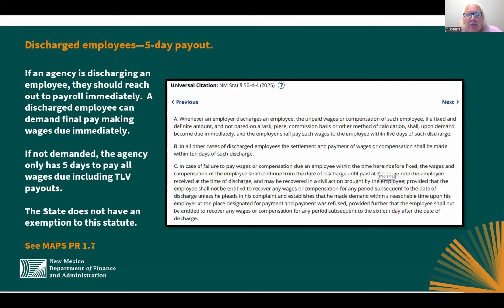And does this apply to probationary dismissal? I would say yes. If the probationary dismissal is involuntary, then yes. If you decide that the employee was hired and they did not meet the requirements or the abilities of the job during their probationary period, it is still considered an involuntary termination and the 5-day rule would still apply.